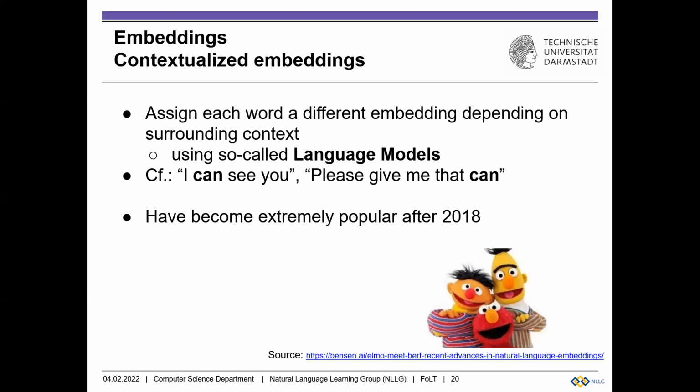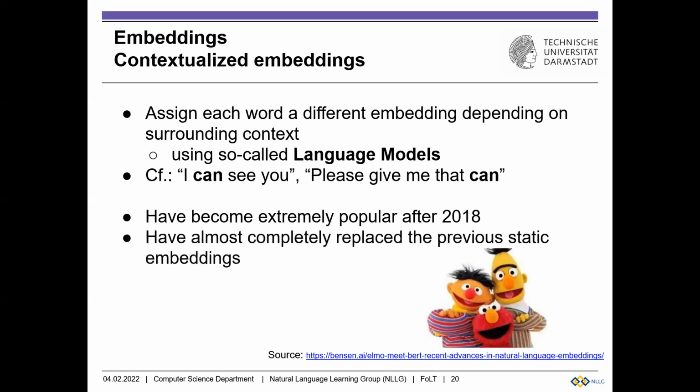And those models have become very popular after 2018, and they have funny names such as ELMo and BERT. But this is just a funny side aspect of them. They have almost completely replaced the previous static embeddings. And why? Because they have been extremely successful. The models that use contextualized embeddings are much, much better than models that use static embeddings.